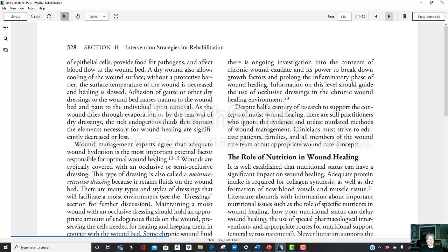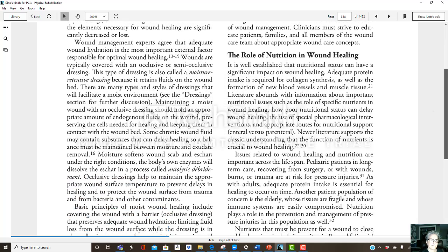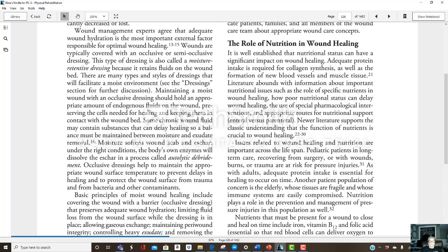Adhesion of gauze or other dry dressings to the wound bed causes trauma to the wound bed and pain to the individual upon removal, as the wound breathes through evaporation or by the removal of dry dressings. The rich endogenous fluids that contain the elements necessary for wound healing are significantly decreased and lost. Wound management experts agree that adequate wound hydration is the most important external factor responsible for optimal wound healing.